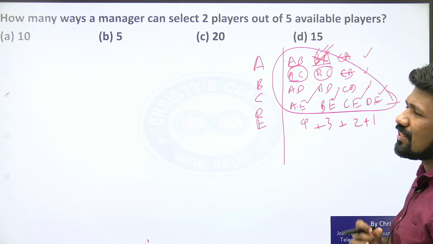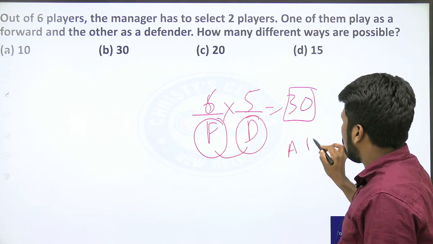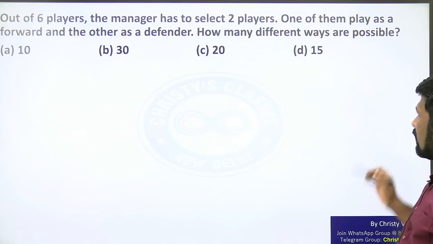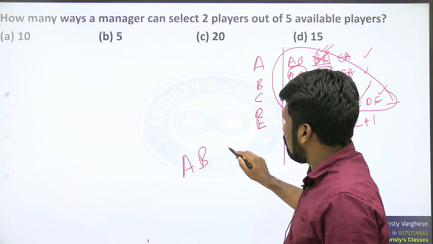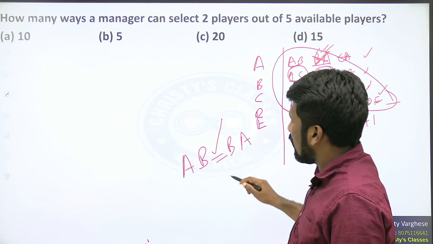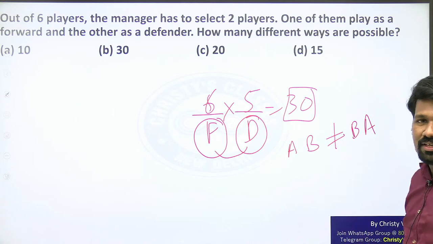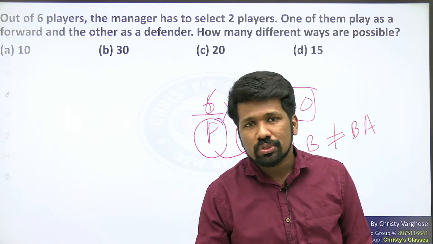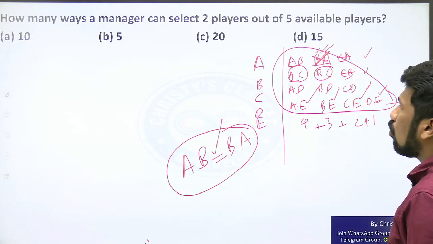Because in the previous case, the order matters. A being forward and B being defender is not the same as B being forward and A being defender. But in this case, A and B a team, B and A a team, both are the same team itself. So both are equal. This is called order does not matter. Here order matters. Simply speaking, in cases where order matters, you have to use permutations. If order does not matter, you have to use combinations.